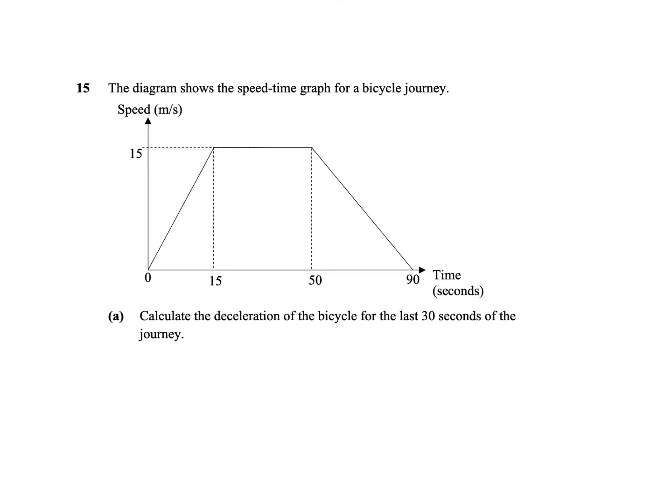So for the speed-time graph, which is what we're looking at right now, the speed looks like this. At 15 seconds, it goes up and then stays the same, at 50 seconds, it goes down. Calculate the deceleration of the bicycle in the last 30 seconds of the journey. So let's see, last 30 seconds of the journey, where is that? The journey ends here, so 90 minus 30 gives me 60. There's some 60 over here, and the question is asking me to find the deceleration for this section.